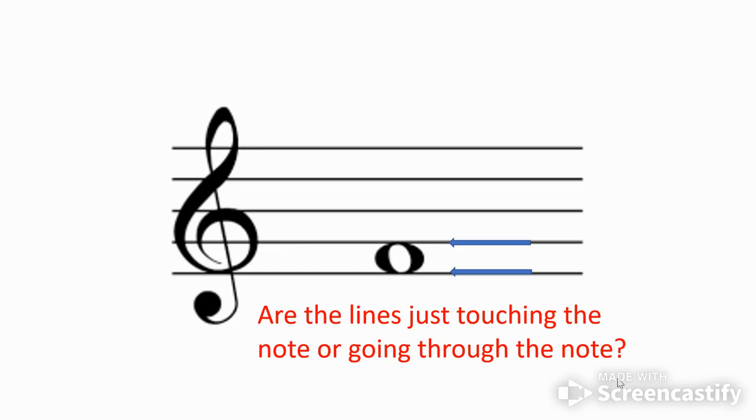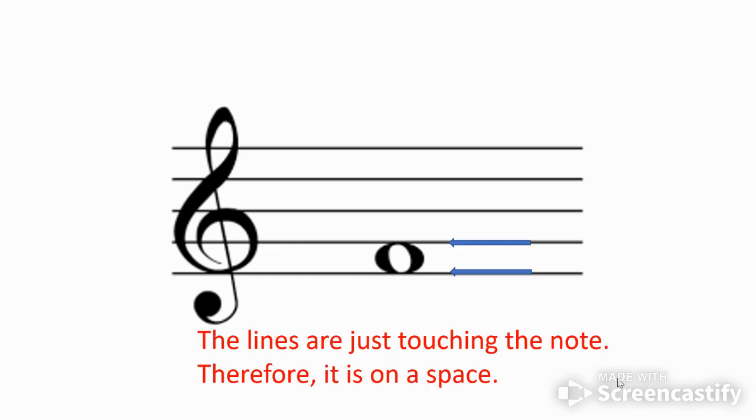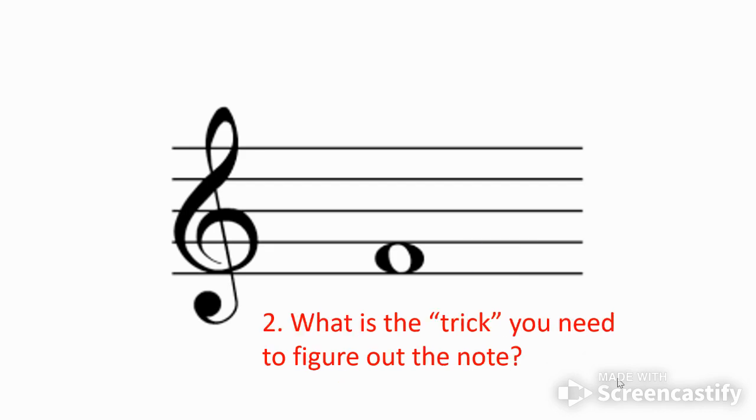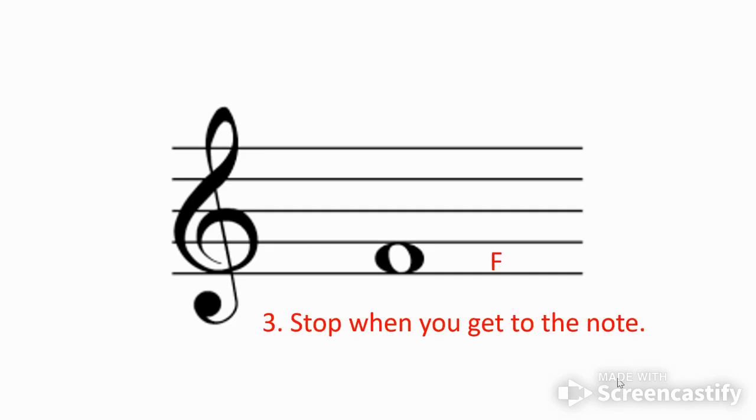Number 1, look to see if the note is on a line or on a space. Are the lines just touching the note or going through the note? In this instance, they're just touching the note, right? So that note is on a space. So we are going to use the trick face, F-A-C-E. Again, you start from the bottom, and then you stop when you get to the note. So we are going to spell the word face, starting from the bottom. F, oh, we stopped. We got to the note, so that note is an F.